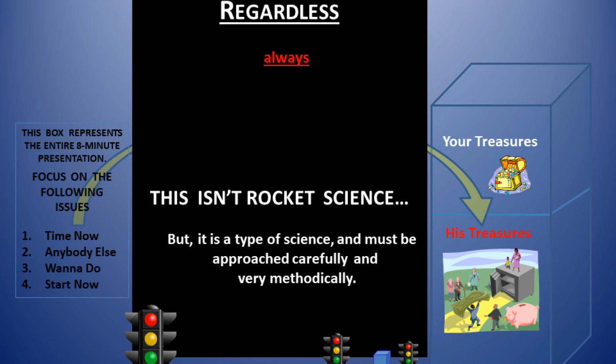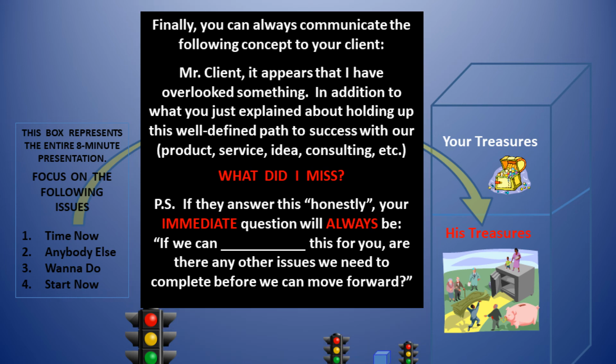Let me show you how. You can always communicate the following concept to your client. Mr. Client, it appears that I have overlooked something. In addition to what you just explained about holding up this well-defined path to success with our product, service, our idea, or consulting, what did I miss? P.S. If they answered this honestly, your immediate follow-up question will always be, if we can get that taken care of for you, and this for you, are there any other issues we need to complete before we can move forward together? You've got to ask the follow-up question.